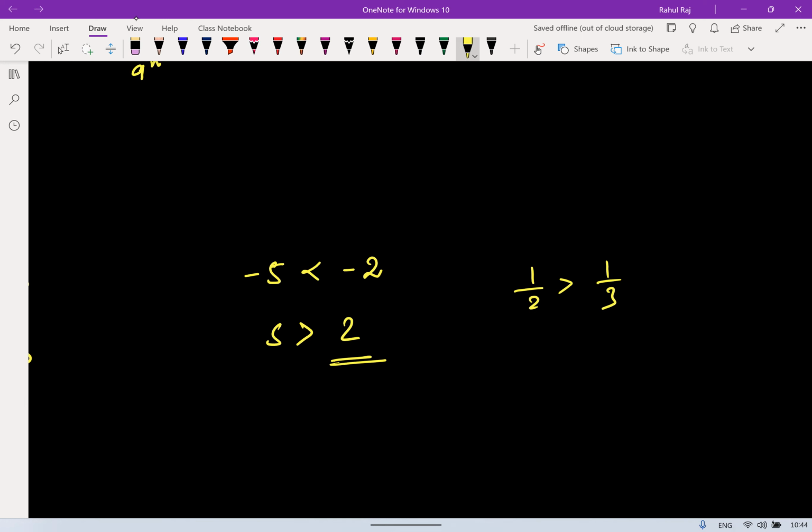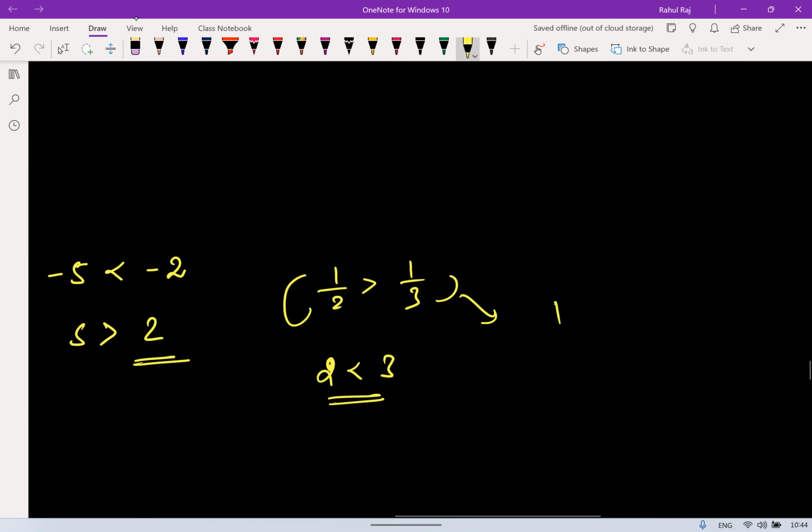So when I say half is greater than 1 by 3, and if I take the reciprocal of both, what do I get? 2 less than 3. So you can 100% form your own rule with this. If 1 by x is greater than 1 by y, and if you take the reciprocal, x will be less than y.